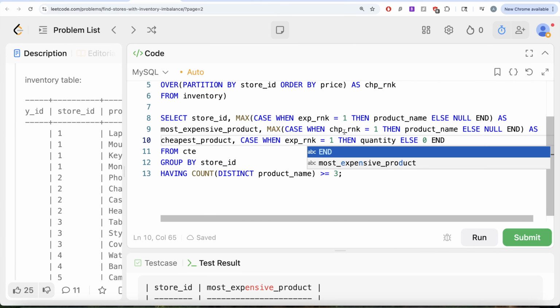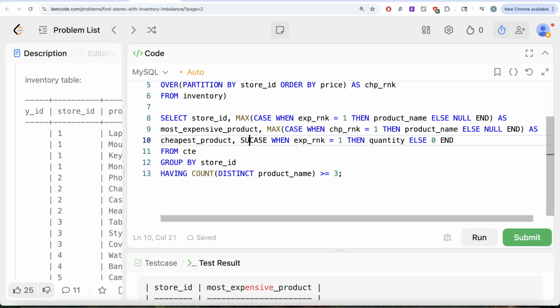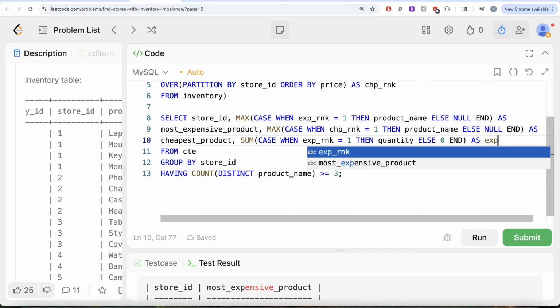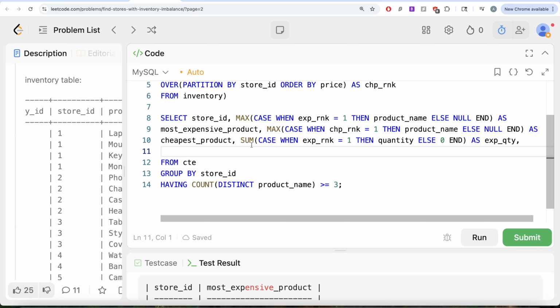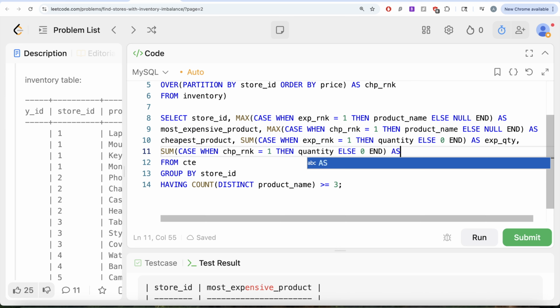End the case statement, and if you sum this up, it's basically the quantity of the most expensive product. Alias this as expensive quantity. Similarly, let's copy this, paste it here, and if cheap rank equals 1, then it's basically the cheap quantity, or the quantity of the cheapest product.